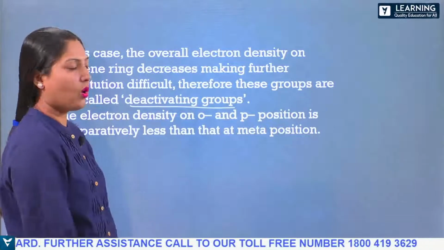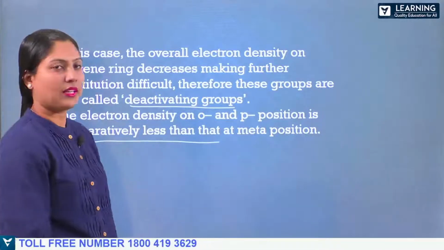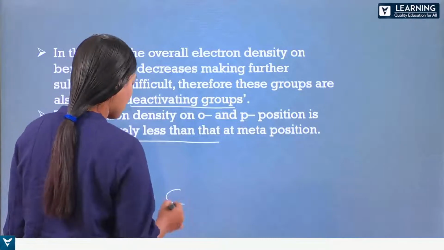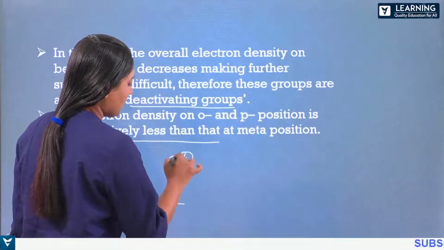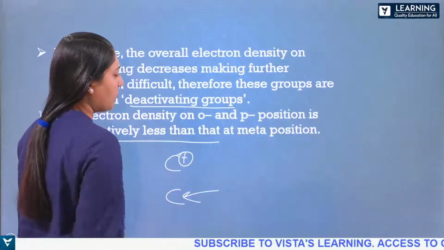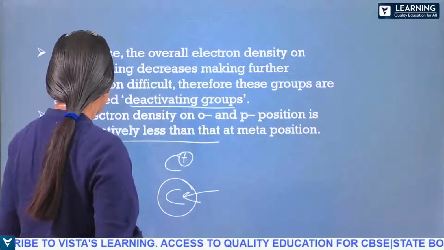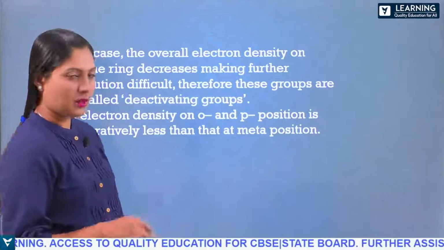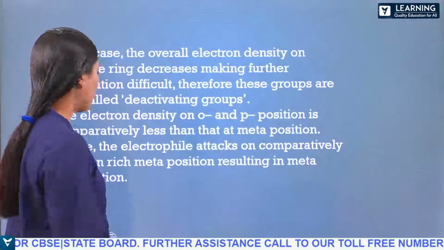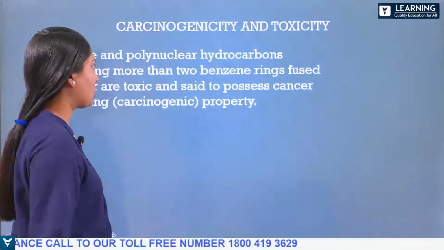The electron density on ortho and para position is comparatively less than that of meta position, because meta will have the normal one and para will have positive charge. So if you compare the positive charge and the normal carbon atom, what happens? The neutral carbon atom will have more chance of attacking the substitution towards meta position than ortho position. Hence, the electrophile attacks the comparatively electron-rich meta position, resulting in meta substitution.